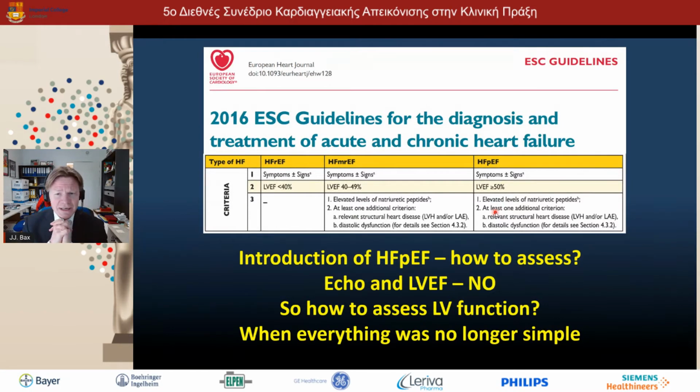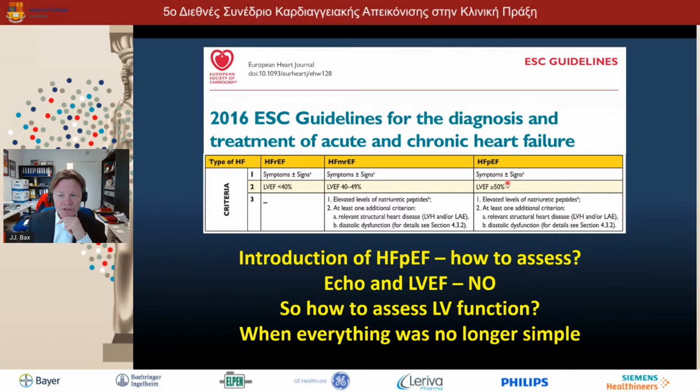So our 2016 guidelines for diagnosis and treatment of acute and chronic heart failure have this: heart failure with reduced ejection fraction, heart failure with intermediate range ejection fraction, 40 to 49%. These are the ones less than 40%. And this is this new entity where we used to say shortness of breath, ejection fraction normal, is for the pneumologist, is nothing cardiac. But we know better now.